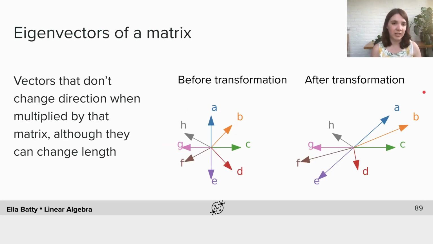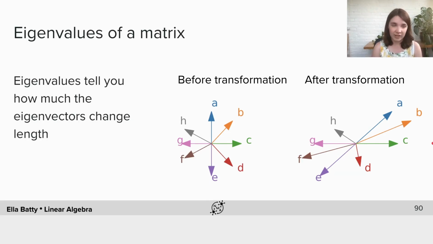Eigenvectors don't change direction, but they can change length. So here you can see that G and C are still eigenvectors, but they are changing length after the transformation. C is longer here than it is here. Each eigenvector has a corresponding eigenvalue, and the eigenvalue of a matrix tells you how much the eigenvectors change length. It's just a scalar value that tells you how the eigenvector is stretching or getting smaller.